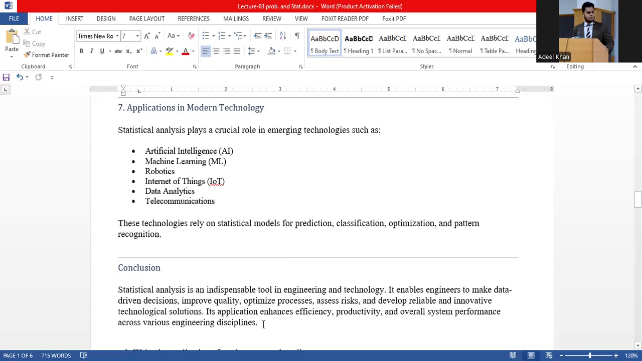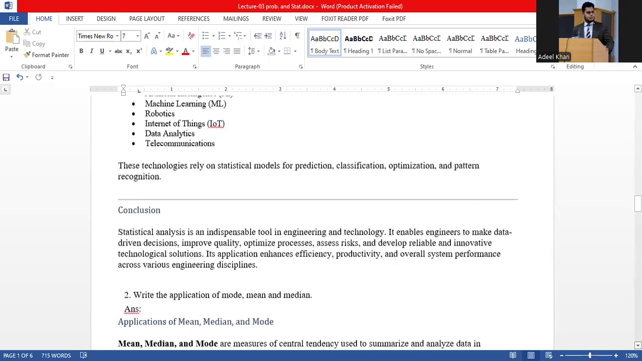Its application enhances efficiency, productivity, and overall system performance across various engineering disciplines, including electrical, mechanical, mechatronics, aviation, automotive, civil structural engineering, design applications, computer science, and biomedical. All these aspects are touched by statistical analysis. So, further, this is the summary and the conclusion regarding this topic.